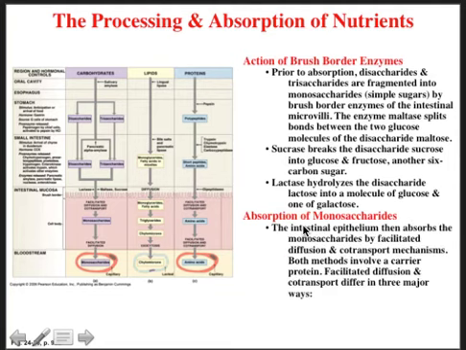How about the monosaccharides? What happens once we get them? The intestinal epithelia absorbs the monosaccharides by facilitated diffusion and co-transport. Both methods involve carrier proteins. Facilitated diffusion and co-transport differ in 3 major ways.